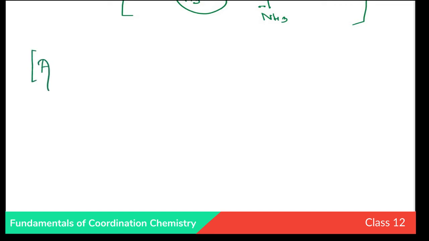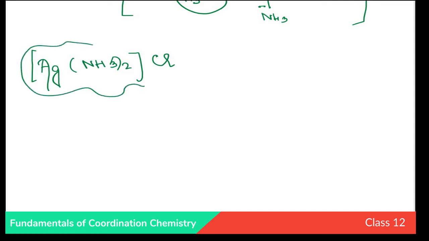That is [Ag(NH3)2]Cl. Now, this is the coordination sphere part, which is the coordination compound part, and this part is outside the coordination sphere. Right? So, Cl has a charge of -1. In order that this whole compound becomes neutral, this coordination sphere should have a charge of +1.